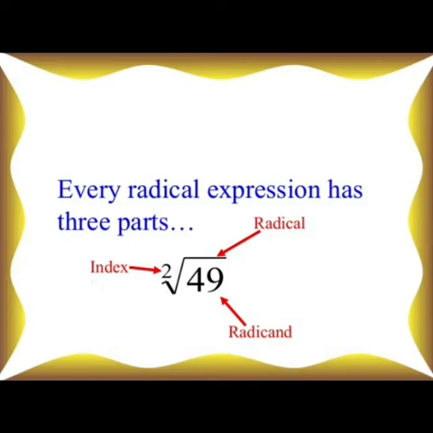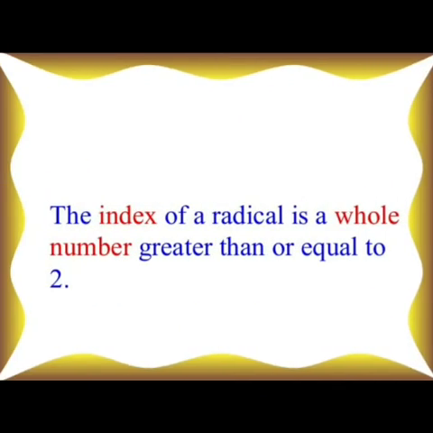That is called the index. This root symbol is called the radical. Inside the root, it is called the radicand. The next one: the index of a radical is a whole number greater than or equal to 2. The index should be a whole number, and whether it is 2 or greater than 2, it should not be smaller than 2.